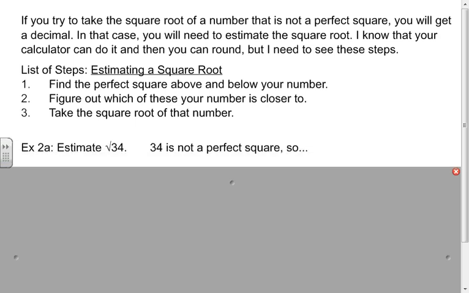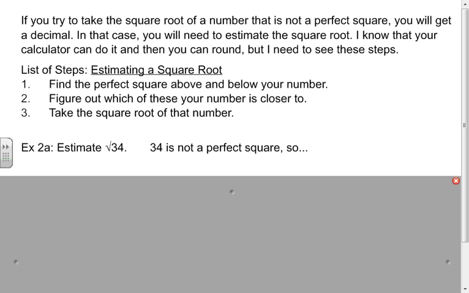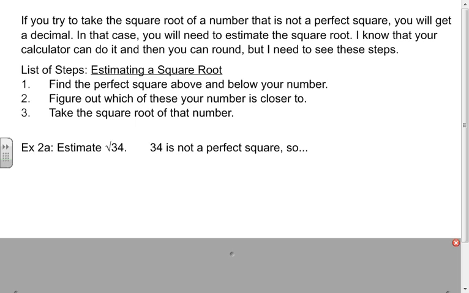So, if I'm going to estimate the square root of 34, the number 34 is not a perfect square, so I have to go through my steps of estimating a square root. So, my number is 34. I need to find the perfect square above that number and below that number. So the perfect square that comes before 34 would be 25. The perfect square that comes right after 34 is 36.